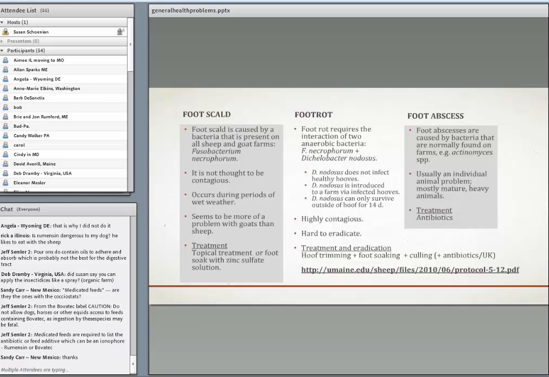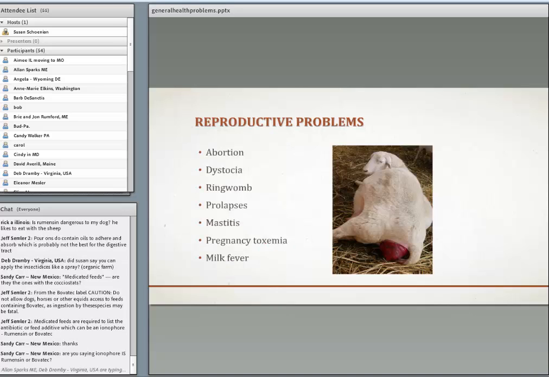A foot abscess is caused by bacteria that's pretty much found wherever. In fact, it causes other things besides foot abscesses. It's usually just one animal. It's usually an older animal, it's usually a really heavy animal, and it's basically treated with antibiotics. And not everyone's successful. Sometimes you just have to get rid of that affected animal.